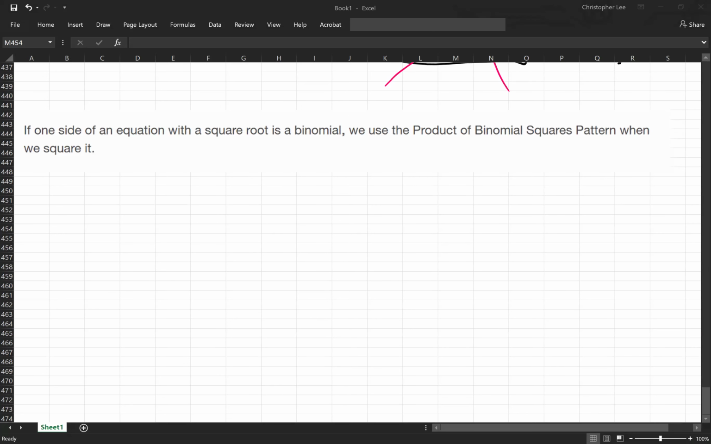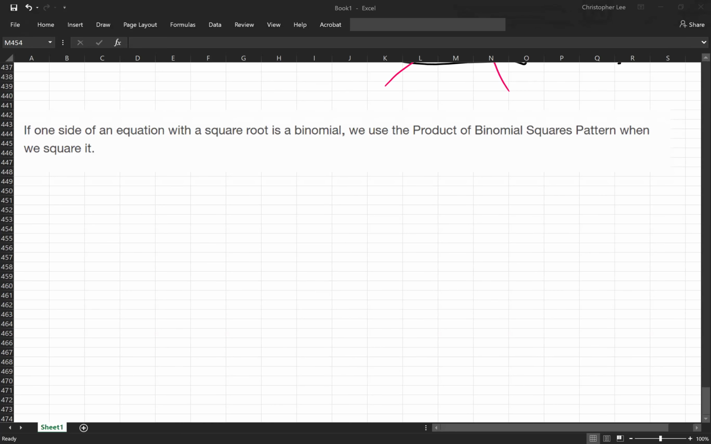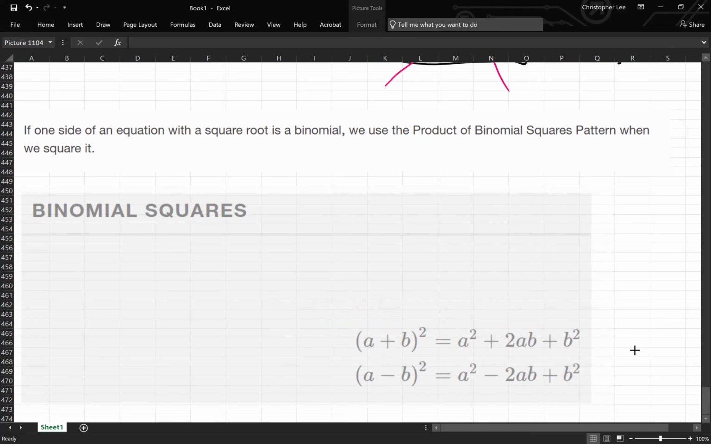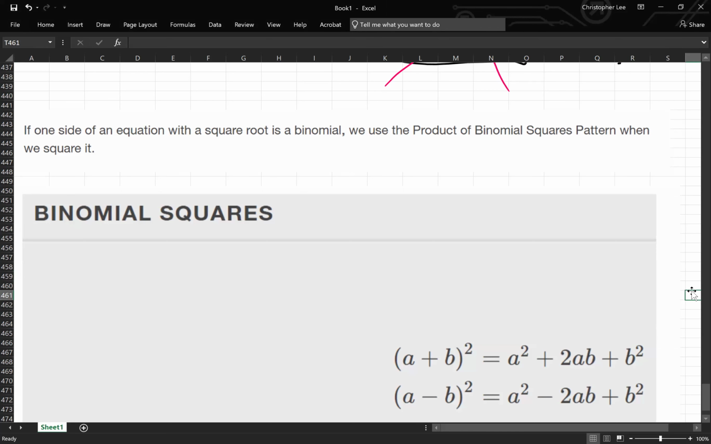So just let me do a quick refresher and then we'll jump into the next example. When I say binomial square pattern, this is what I mean: a plus b squared is equal to a squared plus 2ab plus b squared, or a minus b squared is equal to a squared minus 2ab plus b squared. This is the binomial squares pattern.